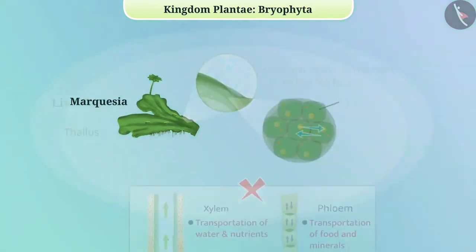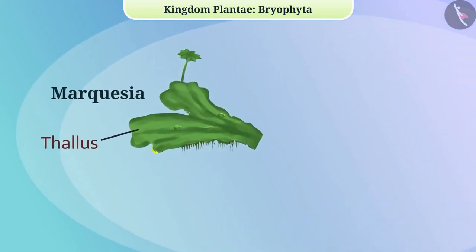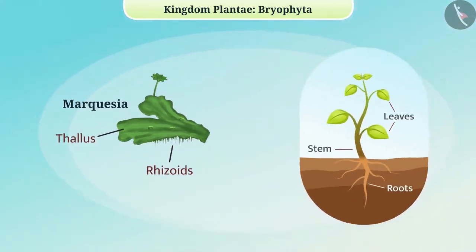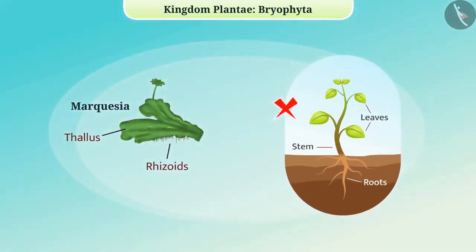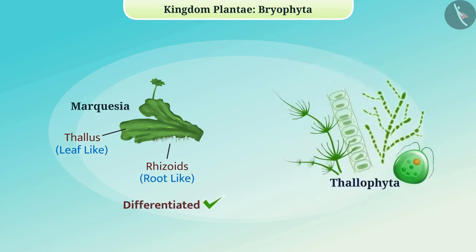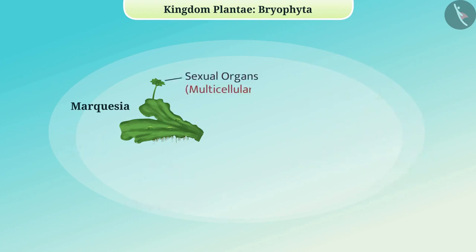Their body is like a thallus and is straight. They are attached to the substratum by unicellular and multicellular rhizoids. They do not have developed structures like roots, stem, and leaves, but they have similar structures, so their bodies are more differentiated than Thallophyta. In these, sexual organs are multicellular.